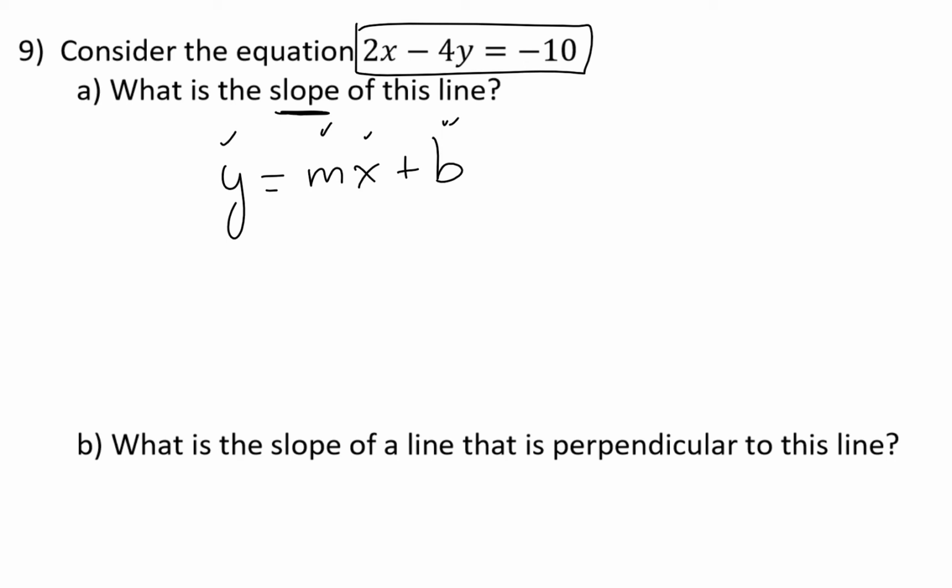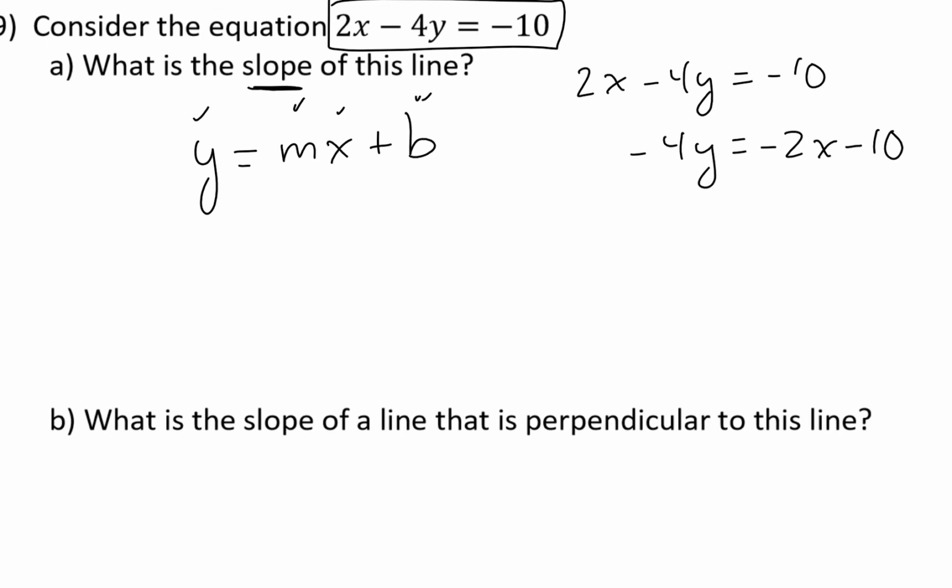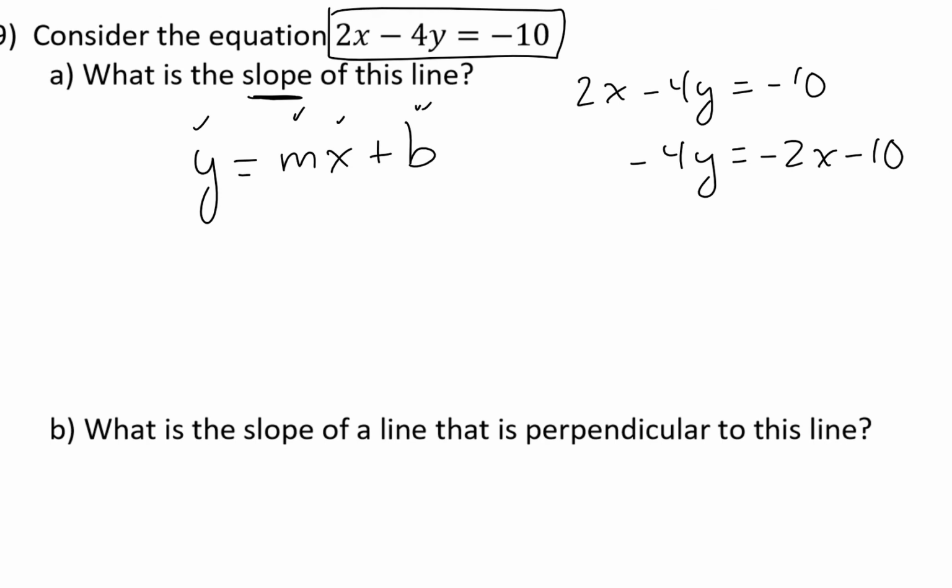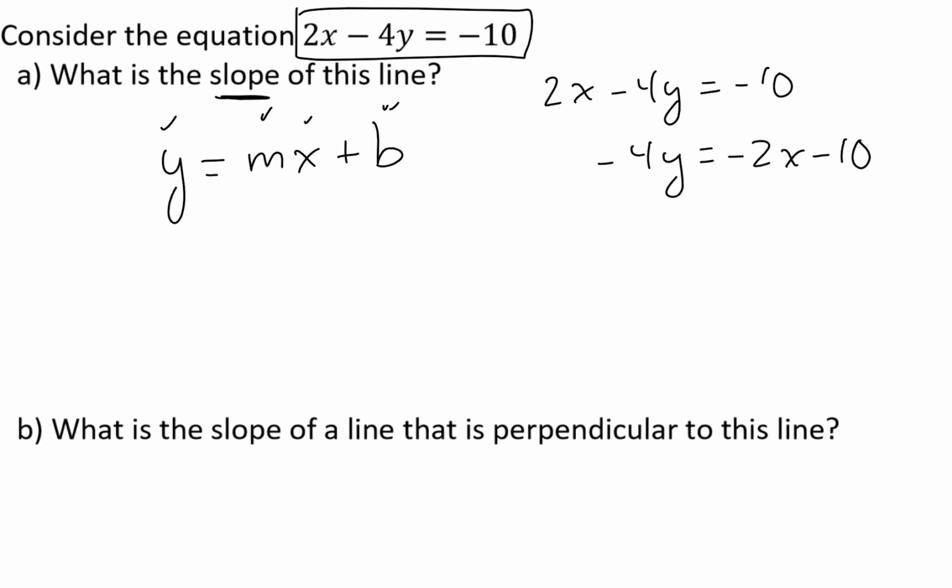So I'll take this equation as given, 2x minus 4y equals negative 10, and I'm going to take away 2x from both sides. So negative 4y will now equal negative 2x minus 10. And then finally, to get rid of this negative 4, I'm going to multiply both sides by negative 1/4. And I think I'll even write this out this time. I'll go negative 1/4. So I'm just going to push this factor of negative 1/4 across the entire equation.